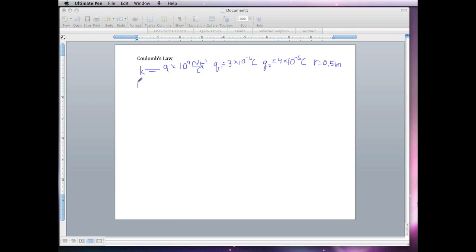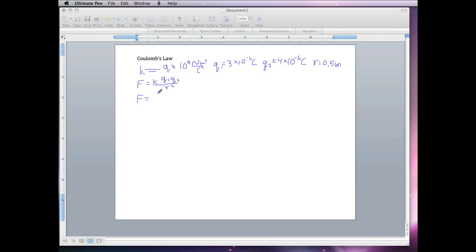Coulomb's law says that the force between the two charges is the constant times the charge Q1 times the charge Q2 divided by the square of the distance between the two charges. Now we can plug in the numbers.